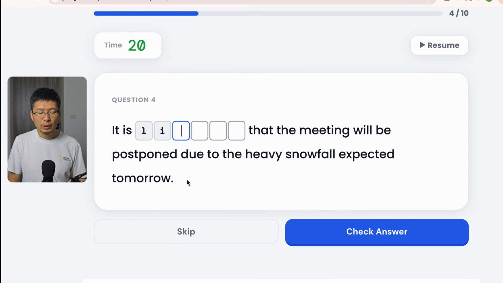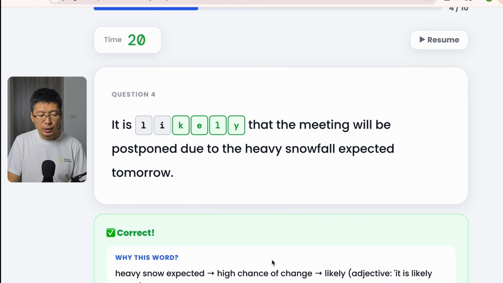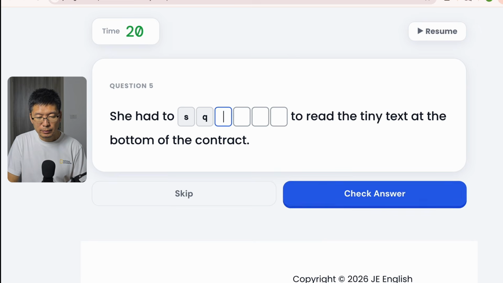Okay, now you have 3 seconds to think about the answer. Okay, the correct answer is likely, right? It's likely. So heavy snow expected, high chance of change, so likely. It is likely that. Okay, it's also a collocation, right? It is likely that something. Okay, next one.